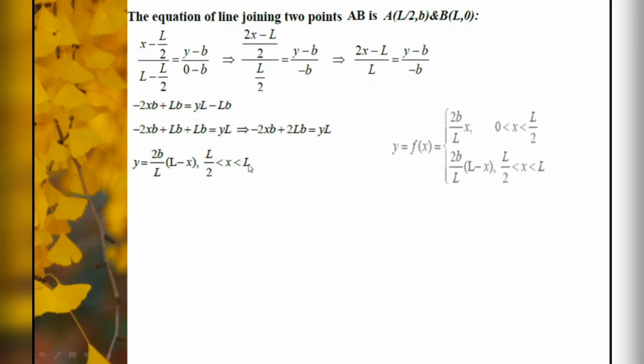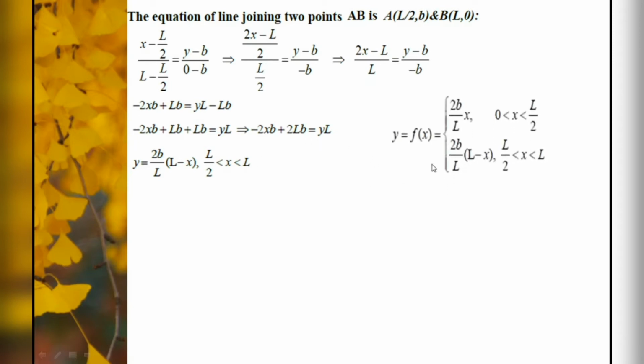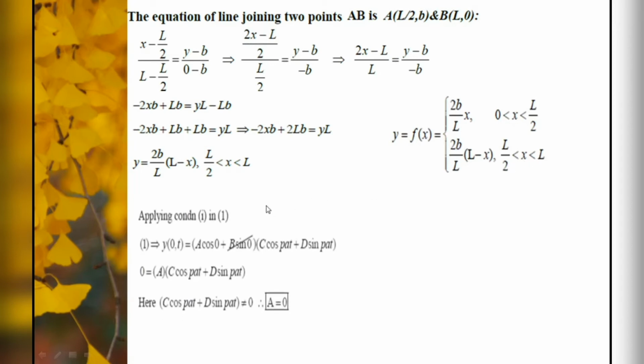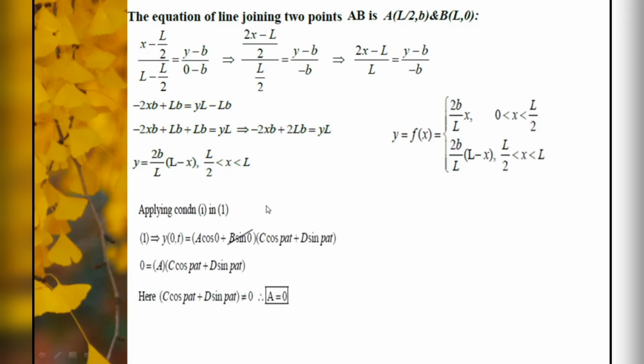Okay, so now we have got our f of x as 2bx by L over the limit 0 to L by 2, and 2b by L into L minus x over the interval L by 2 to L. So now let us go to our problem part. In the first equation, that is in the most correct solution, we are substituting the first boundary condition.